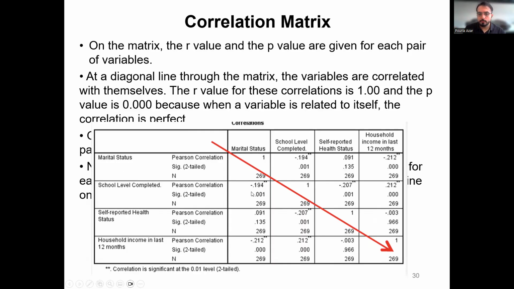And remember, we don't need every cell in this matrix. For example, we just look at the relationship between marital status and school level completed. Look at the second cell in the first row. That's the same information, because we are looking at school level completed and marital status, or vice versa. Of course, the relationship or correlation would be the same. So in this correlation matrix, we just need to look at a few cells.